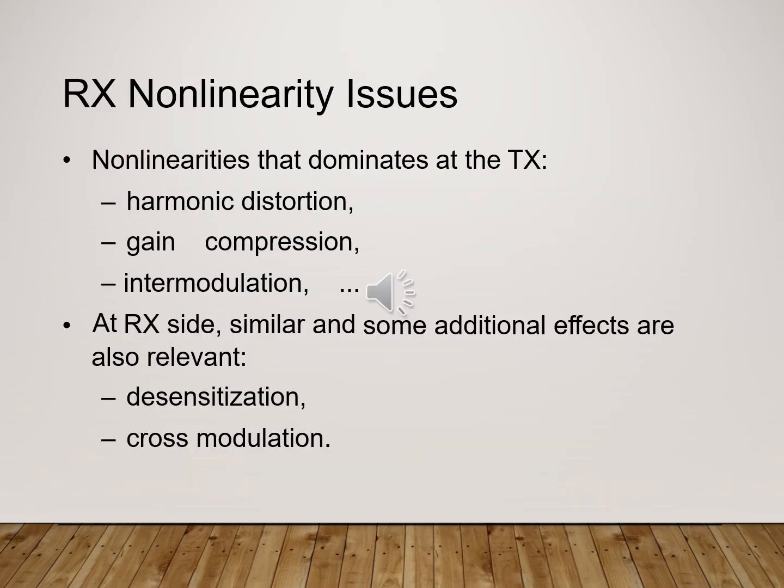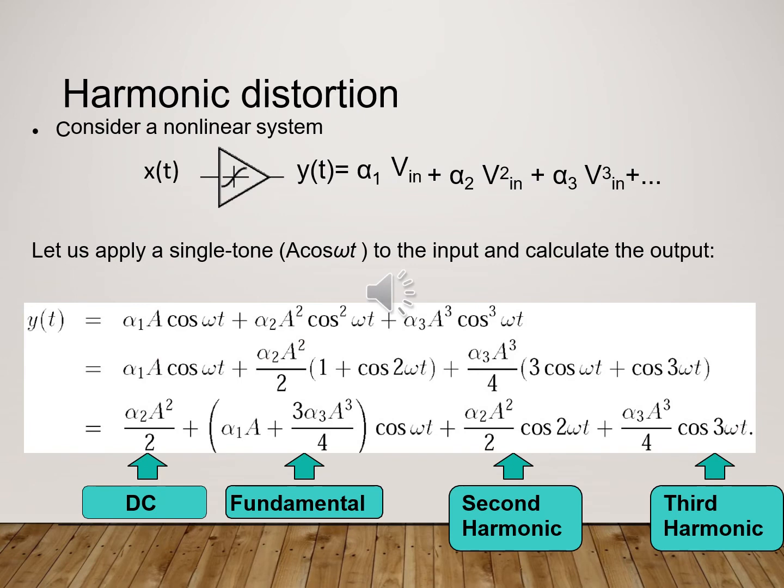Rx nonlinearity issues. As we talked about nonlinearity at the TX, it causes harmonic distortion, gain compression, and intermodulation. Additionally, at the receiver side, it also causes harmonic distortion, gain compression, and intermodulation, plus desensitization and cross modulation as well. As we spoke earlier about harmonic distortion, it comes from the nonlinearity.